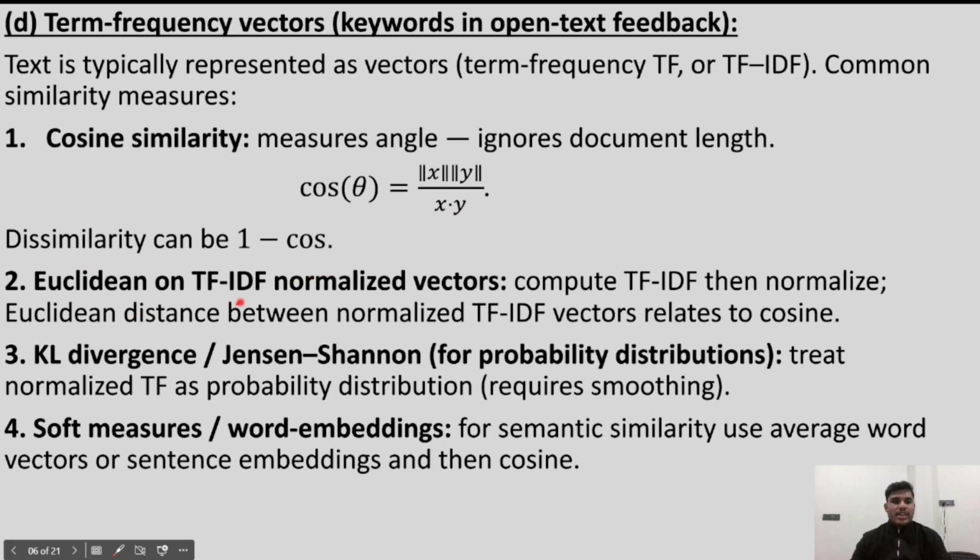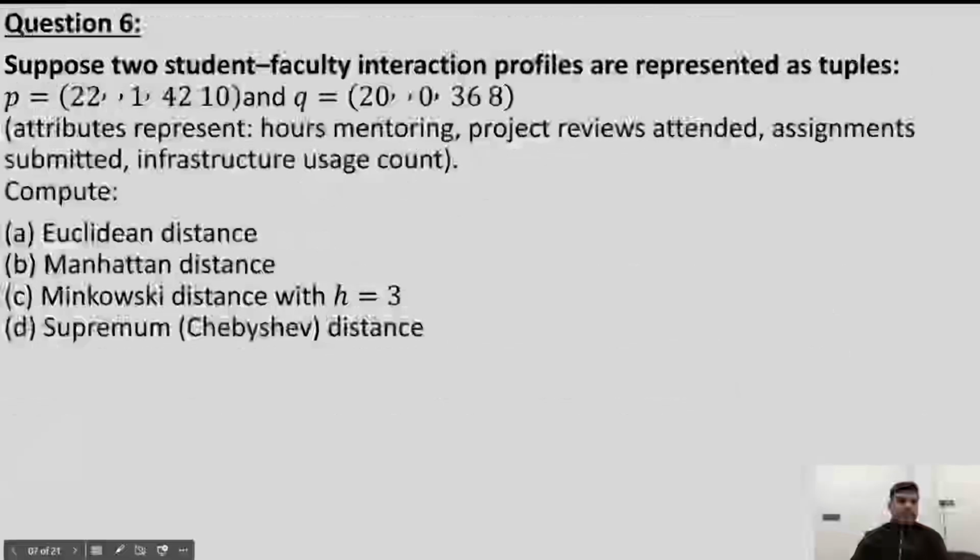Euclidean on TF or TF-IDF normalized vectors. Compute TF-IDF then normalize. Euclidean distance between normalized TF-IDF vectors relates to cosine. KL divergence or Jensen-Shannon for probability distributions. Treat normalized TF as a probability distribution, which requires smoothing. Soft measures or word embeddings. For semantic similarity, use average word vectors or sentence embeddings and then cosine.